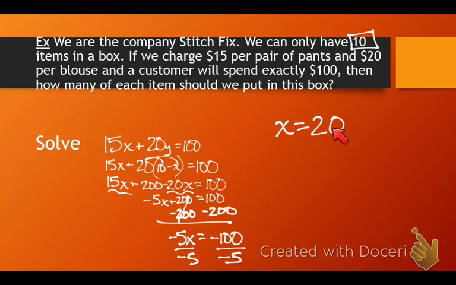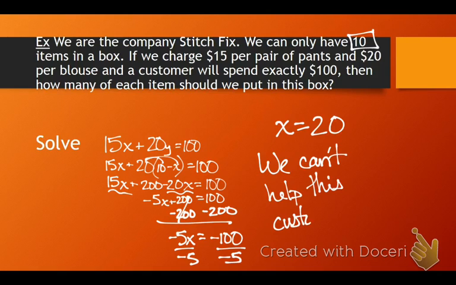When we have something that's impossible within our restriction, like you can't have past 10 items in a box, we can't help this customer. Sometimes we can't help them. It's beyond our means.